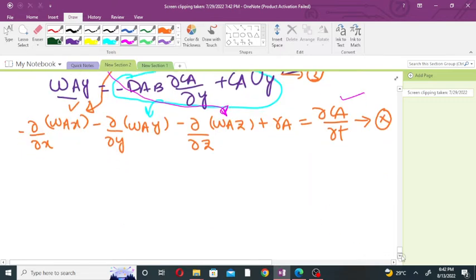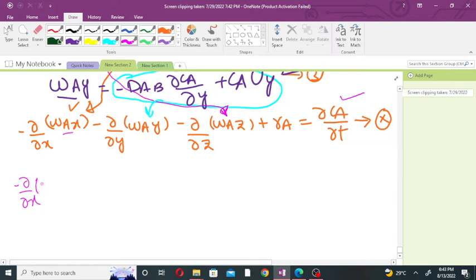So I am further simplifying this equation. This is minus d by dx in place of wax. I am writing that the flux of component A in the x direction is the combination of two fluxes: the diffusional flux and the convective flux, the diffusional term and the convective term. And this is the title of this lecture, the diffusional and convective fluxes, also the diffusional and convective terms.